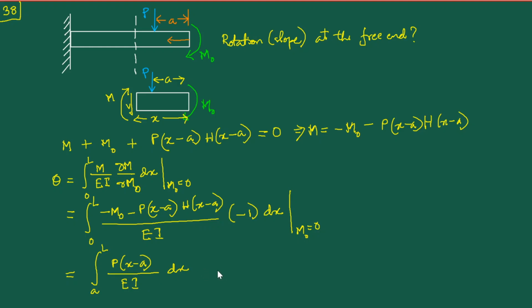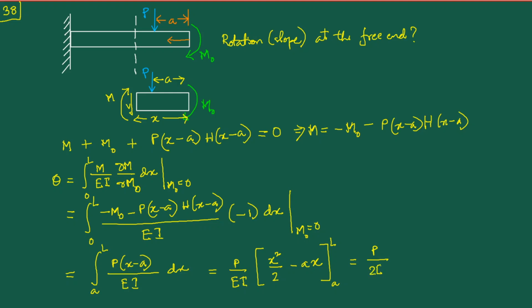So now it's quite simple enough. All that I have to do is finish up our integration here. So this is a to L. I can carry out the integrations. So this becomes x square by 2 minus ax, putting the limits of integration. Okay, so I'll skip a couple of steps here and write the final form here.